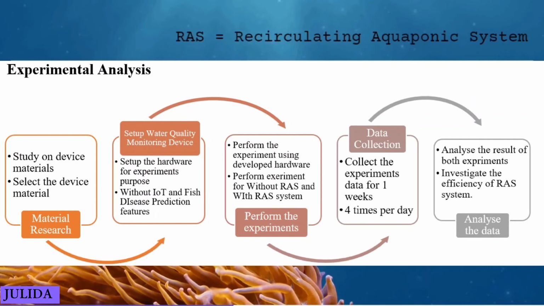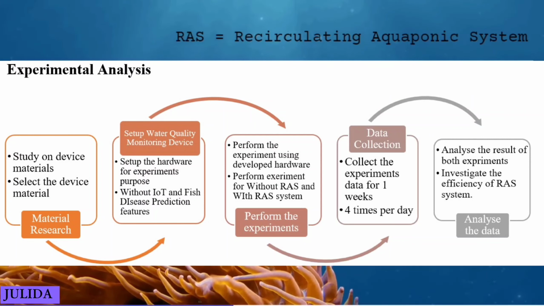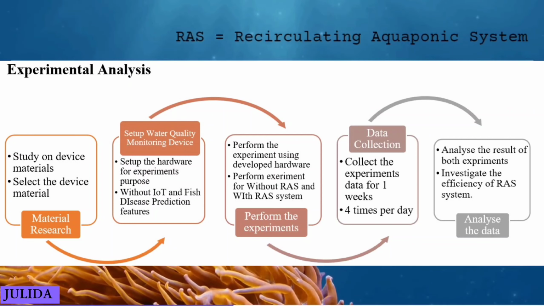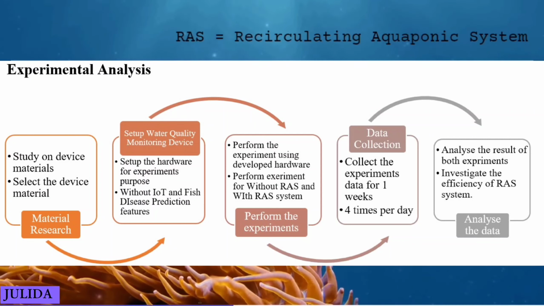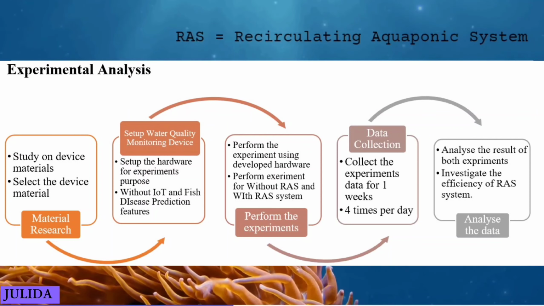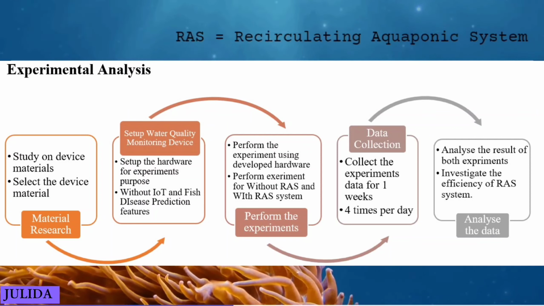Next, conduct the experiment to evaluate the RASC concept's effectiveness. The experiment will run for two sets. One is without the RASC system and the other one is with the RASC system. Four daily sensor readings were collected over one week for each experiment. Let's analyze both experiment results.